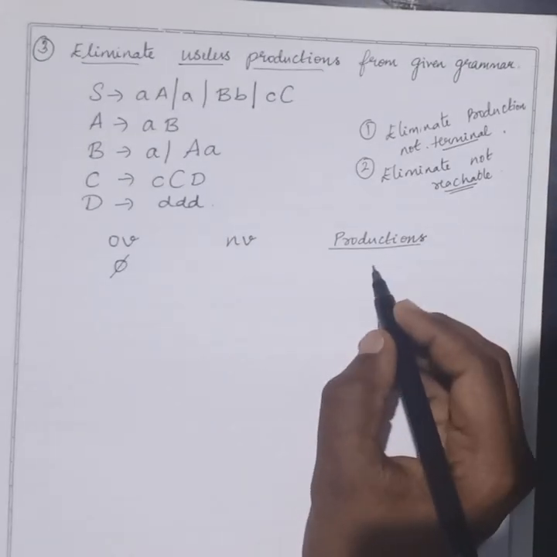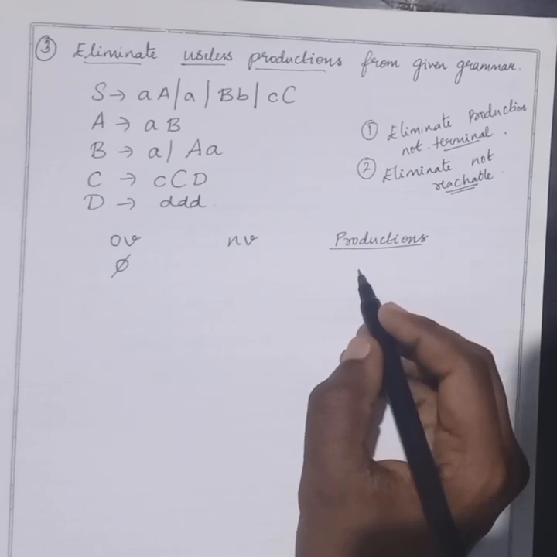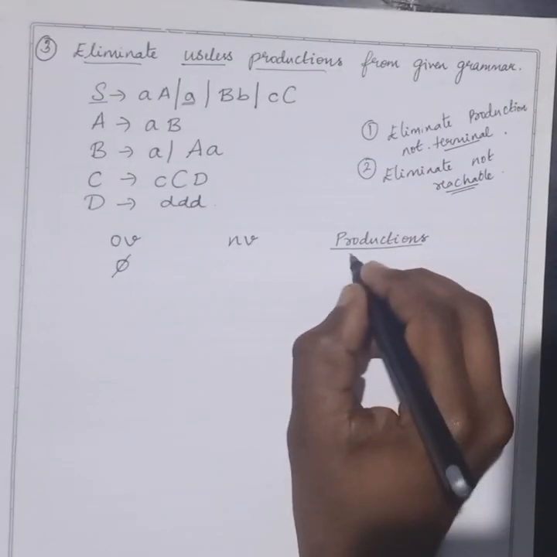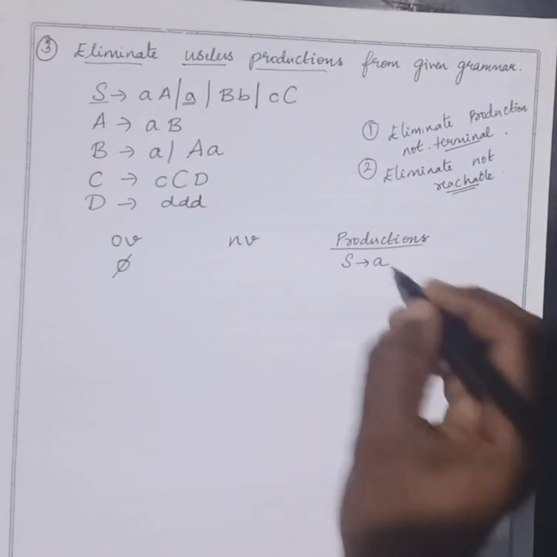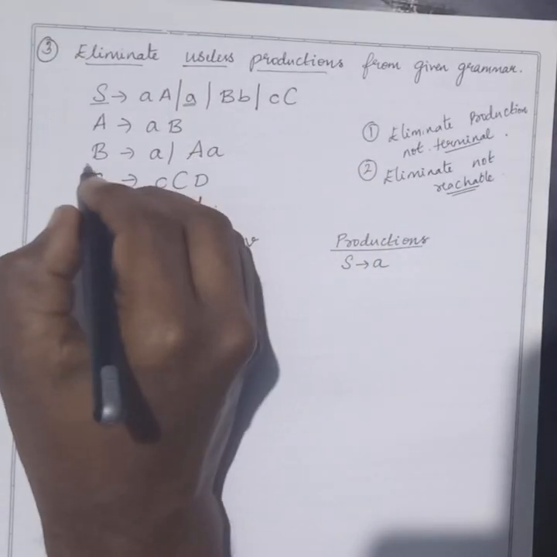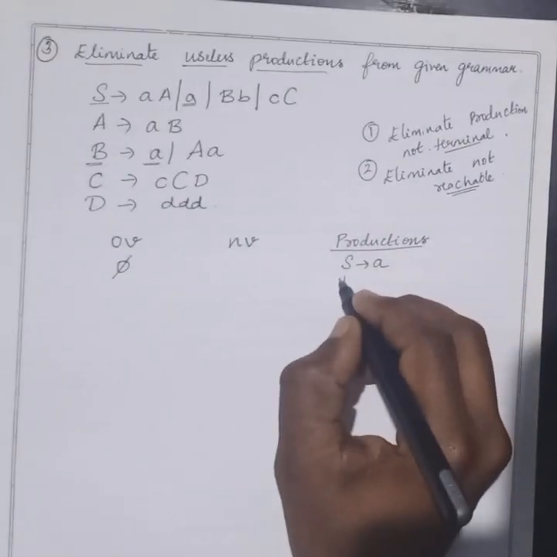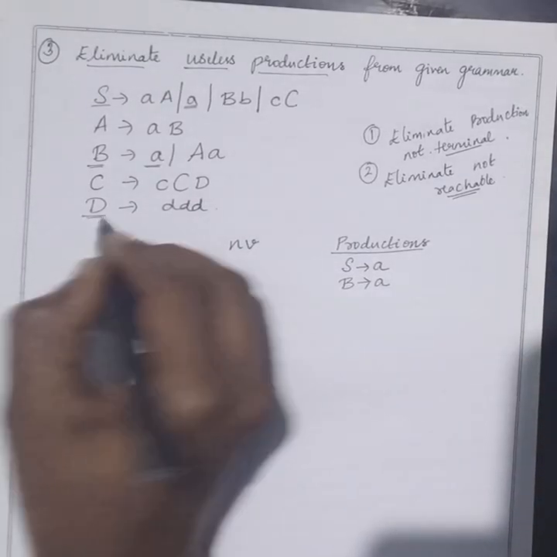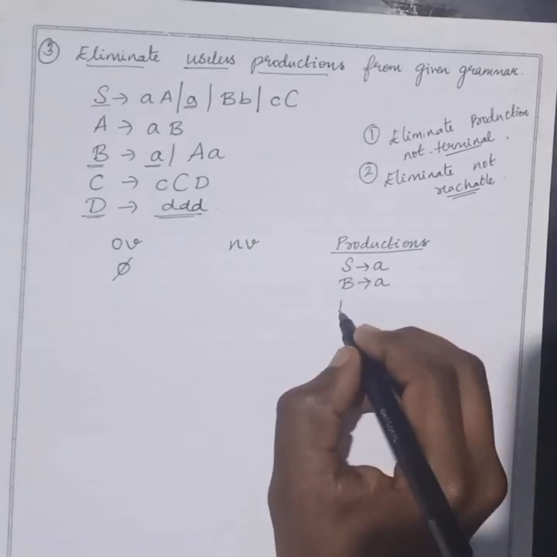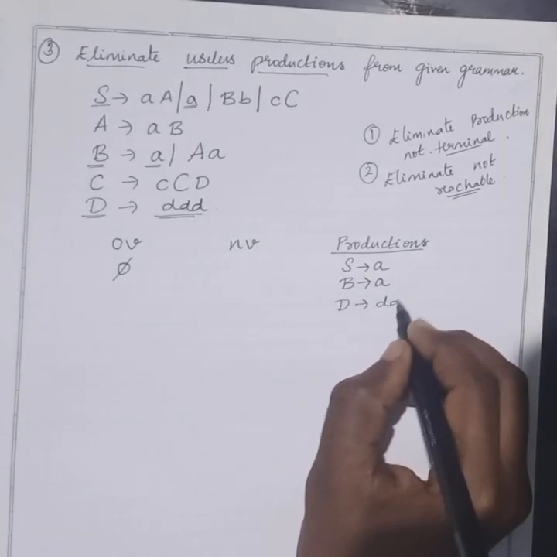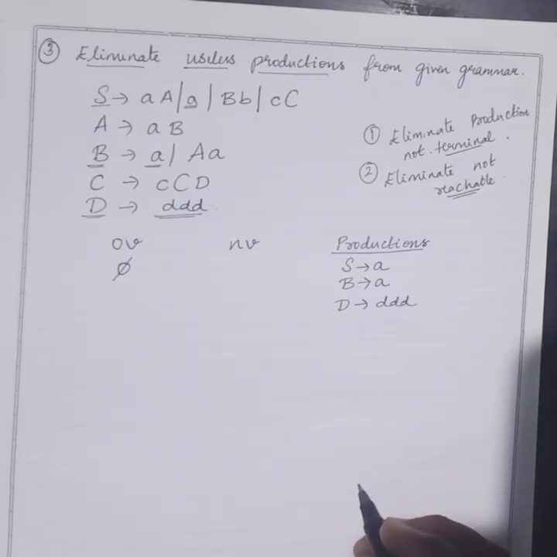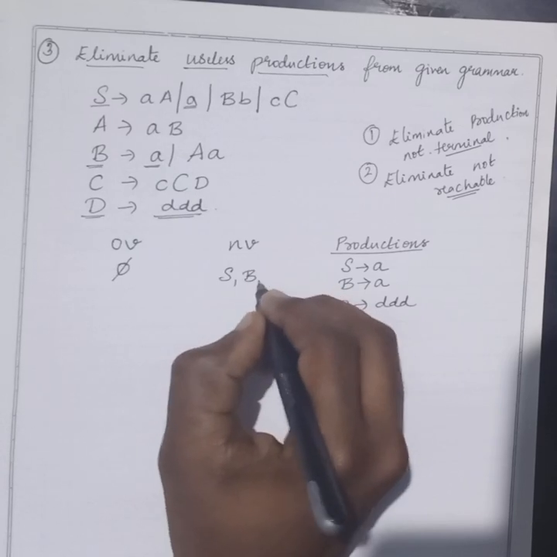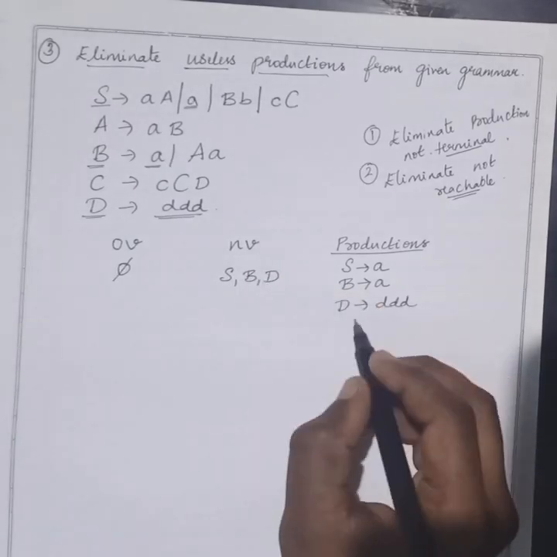We'll take all the productions that directly lead to the terminals. For example, S derives a, so it is directly leading to the terminal. Second one, B derives small b, so this is also directly going to the terminal. We'll take that also. Then third one, D derives small d. That also gives terminals. Okay. So now we got three new variables: S, B, and D.